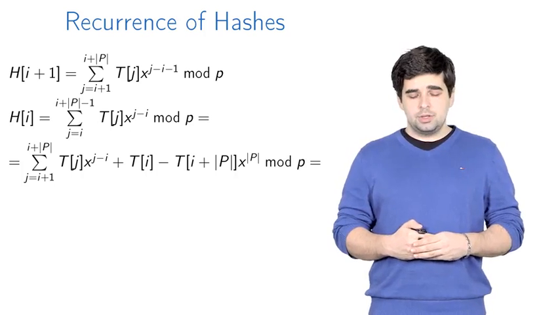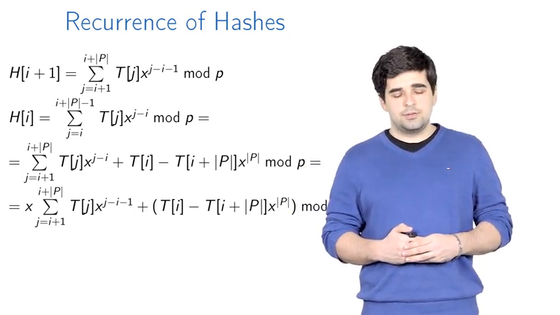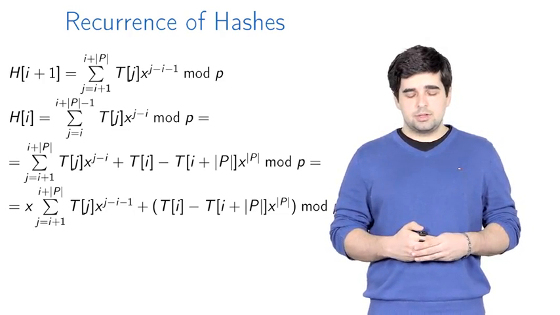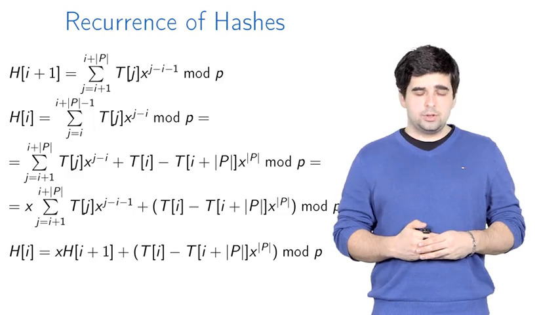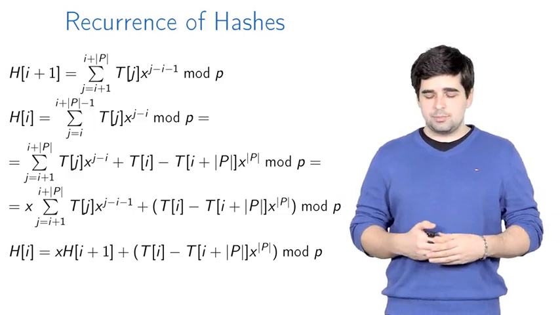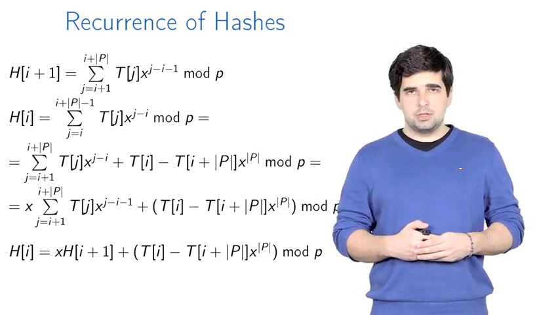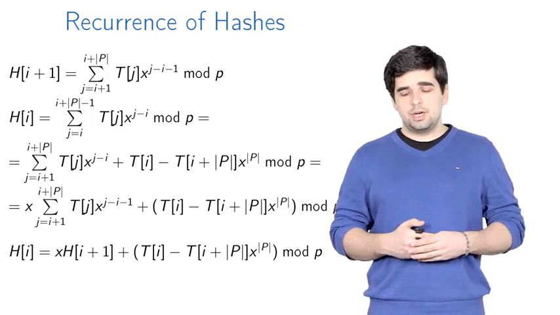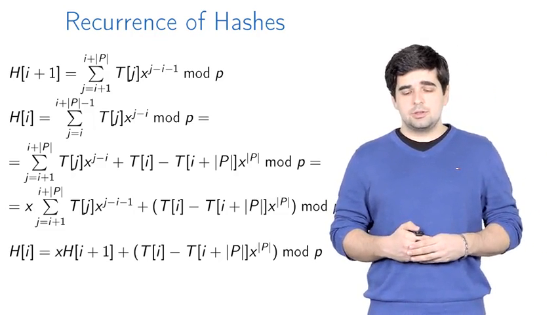Now notice that the first sum is the same as x multiplied by the value of hash function for the next substring, big H of i plus 1. And the second and third terms are the same. So now we get this recurrent formula. To compute big H of i, if we know already big H of i plus 1, we need to multiply it by x and then add t of i and subtract another term. Notice that t of i and t of i plus length of the pattern we just know, and x to the length of the pattern is a multiplier that we can pre-compute and use for each i. Now let's use this in the pseudocode.